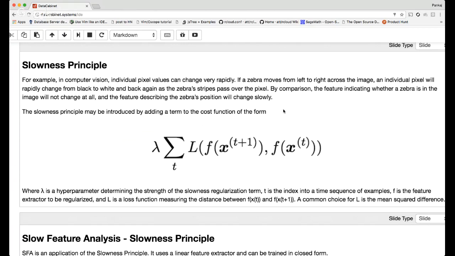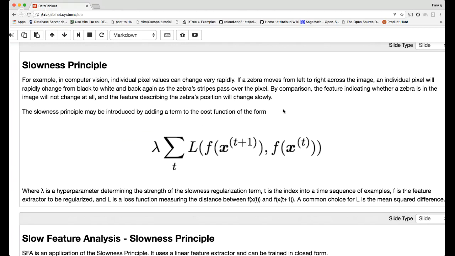But if you put it into a feature space of the zebra's location and the zebra's presence in the view, then those two things will not move very fast. The zebra's location will only move slowly, and the zebra's presence in the video will not even move. This fact is being captured by the slowness principle.